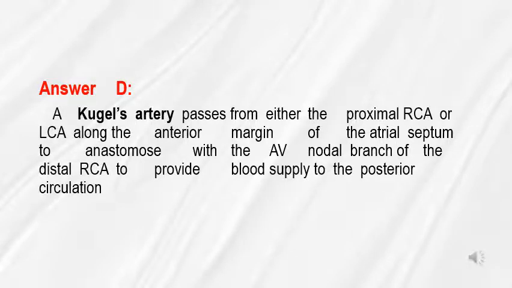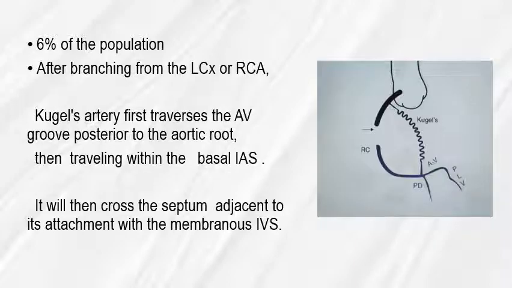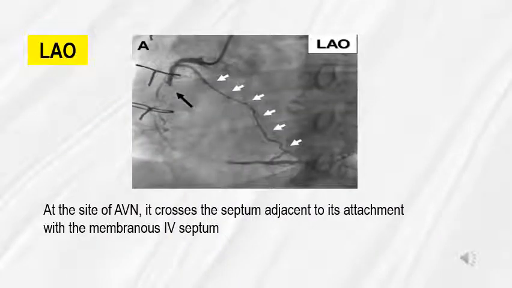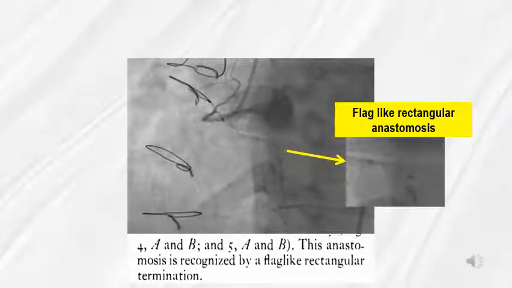The true answer is D. After branching from the CX or the RCA, it traverses the AV groove posterior to the aortic root. Then it travels within the basal inferior border of the interatrial septum. At the site of the membranous septum, it crosses the septum to give supply to the AV node. At this site, it may anastomose with the distal end of the AV nodal branch with a characteristic flag-like rectangular anastomosis, which may appear only if there is RCA CTO.